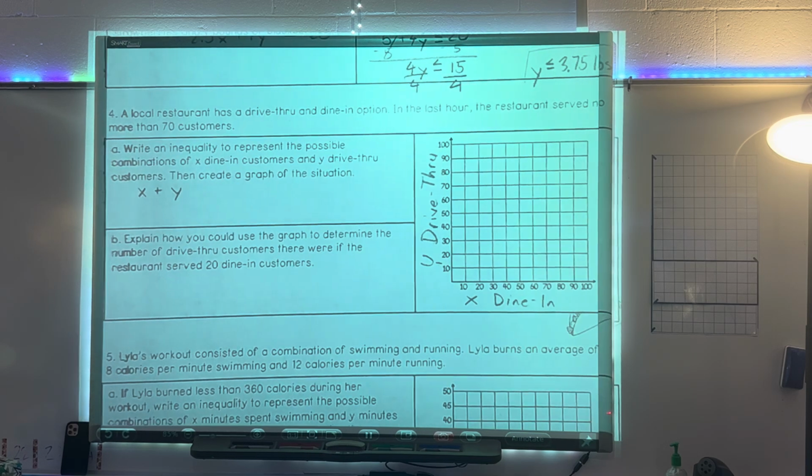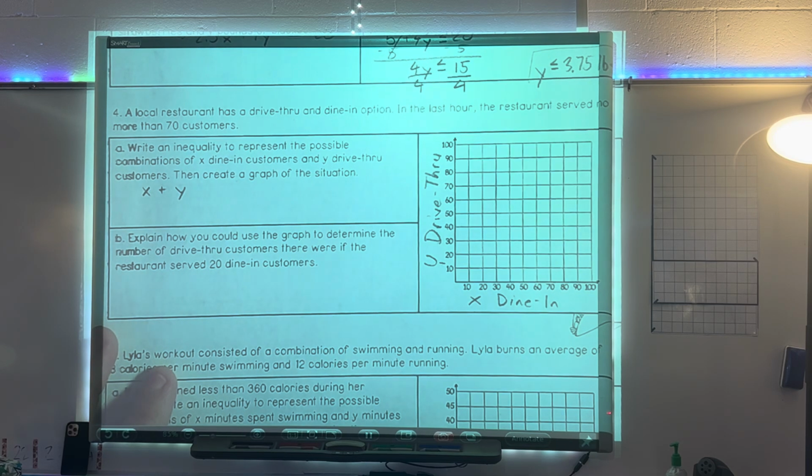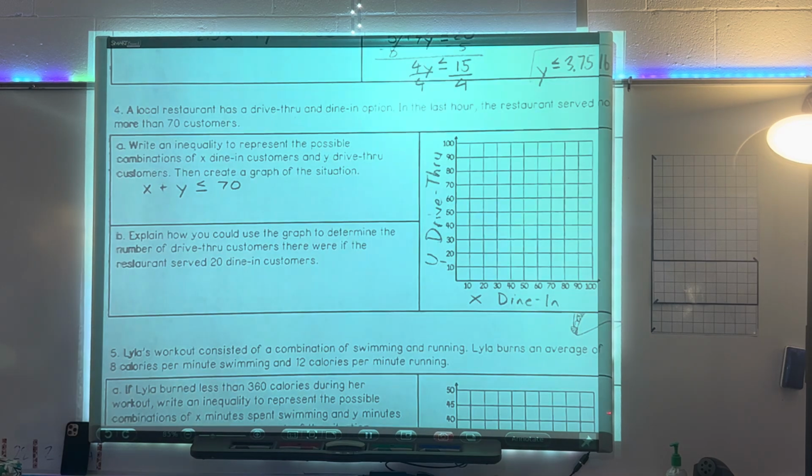They served no more than 70. How am I writing that now? Less than or equal to 70. Alright, now they want me to put that on the graph. Can I put it on the graph in this format? No. Okay, so how do I do that?